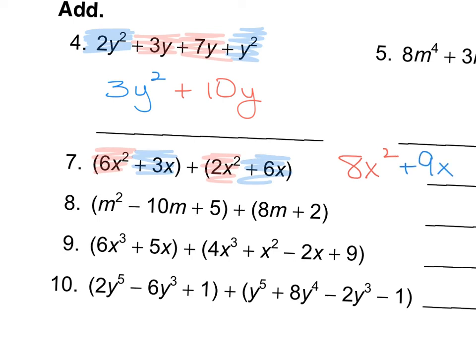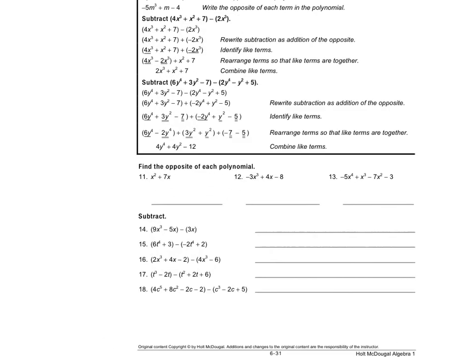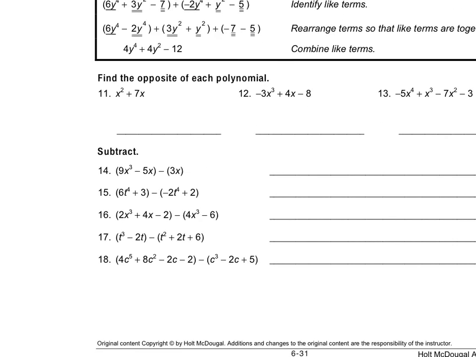For this lesson, you just need to take your time, watch your signs. The exponents are not changing. We're only adding the like terms together. Now the second page of this has the subtraction. This is where we're going to do the keep, change, flip, however you memorized it.